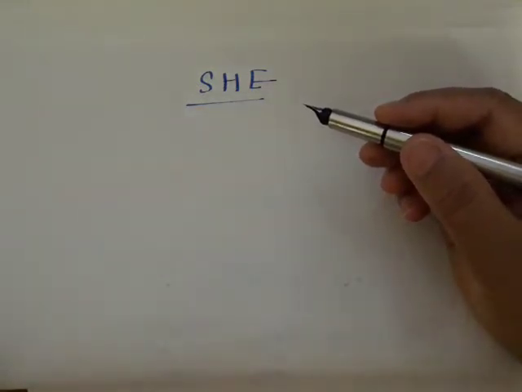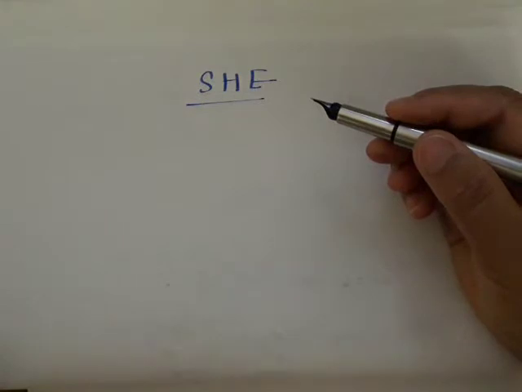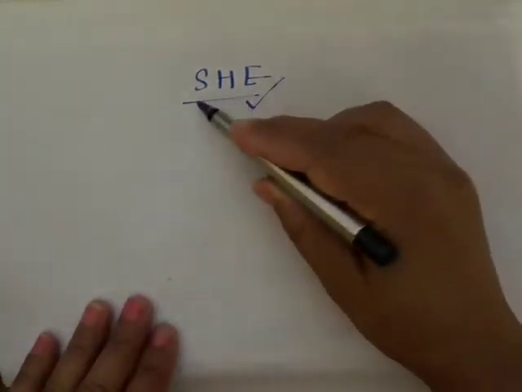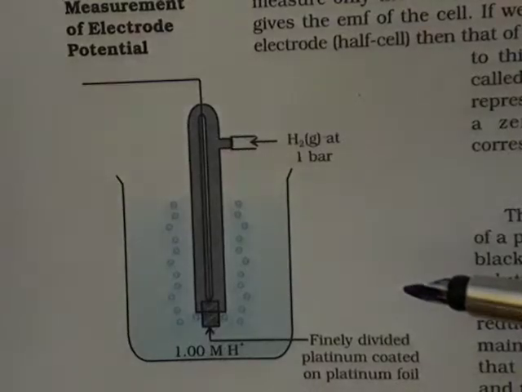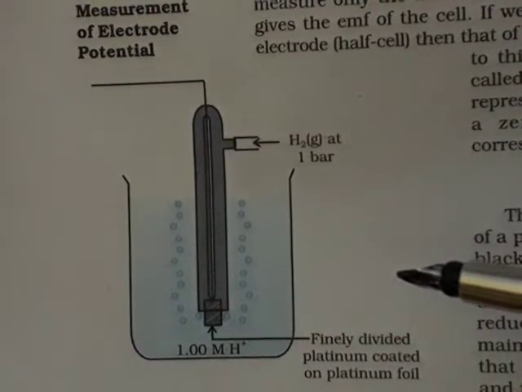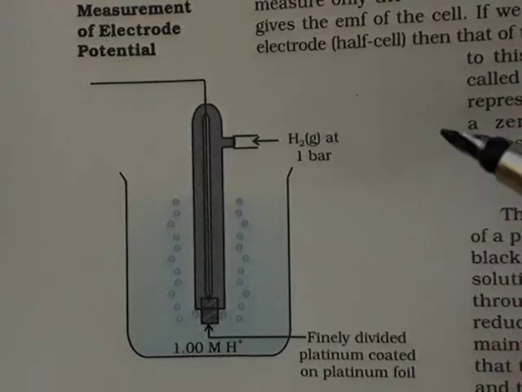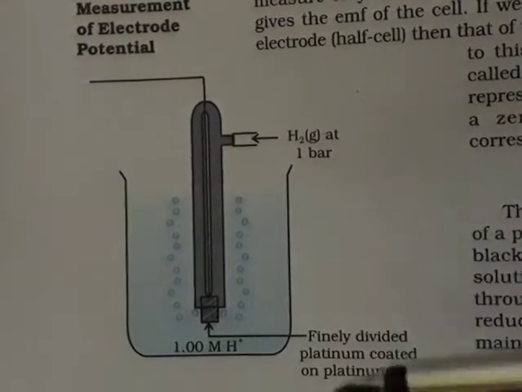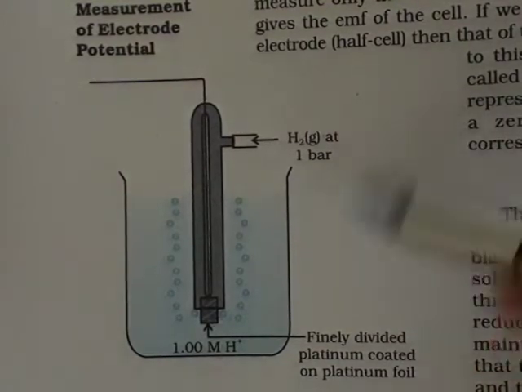So the electrode whose potential value is known to us is called the reference electrode. In your syllabus, the reference electrode taken into consideration is SHE, the standard hydrogen electrode. The standard electrode potential of the standard hydrogen electrode is taken as 0, and with reference to this we can calculate the standard electrode potential of all the elements.